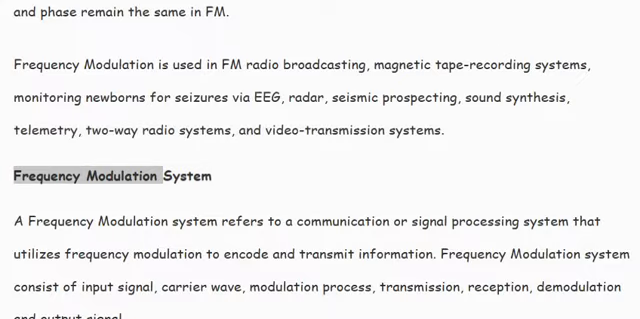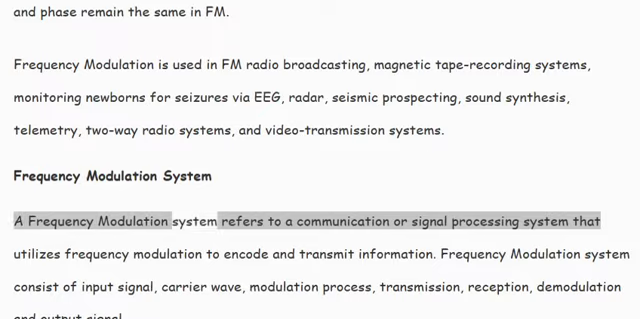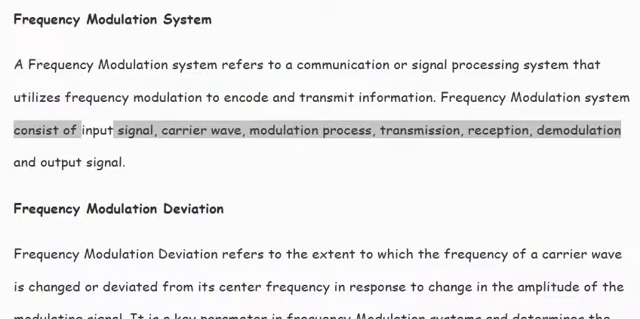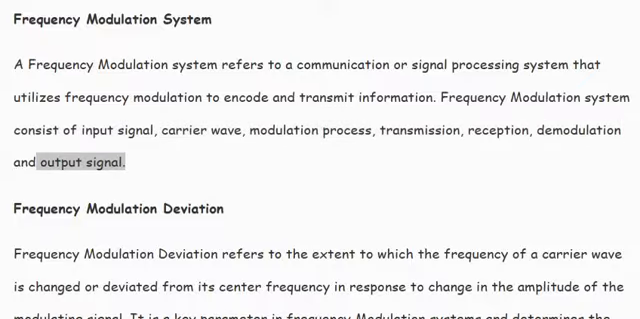Frequency modulation system. A frequency modulation system refers to a communication or signal processing system that utilizes frequency modulation to encode and transmit information. A frequency modulation system consists of input signal, carrier wave, modulation process, transmission, reception, demodulation, and output signal.